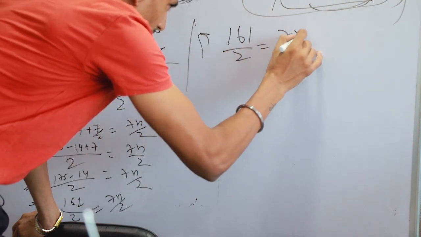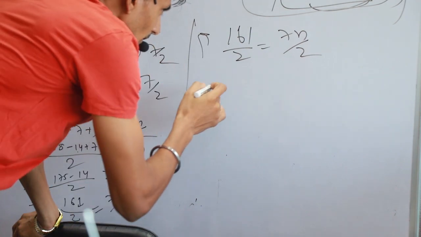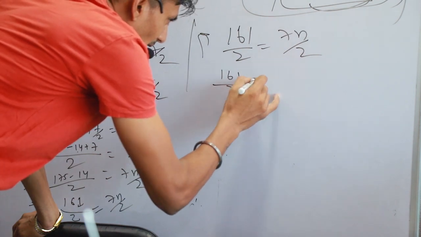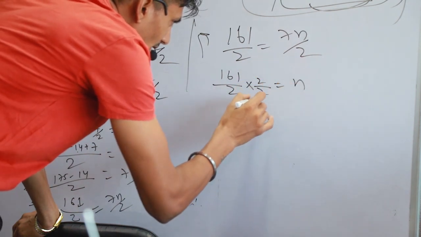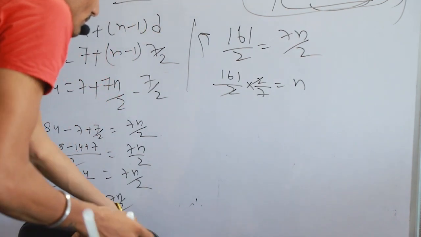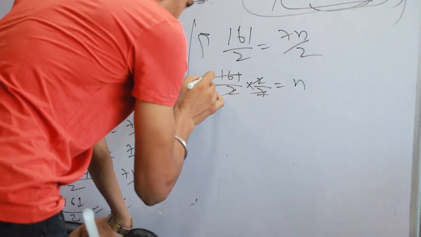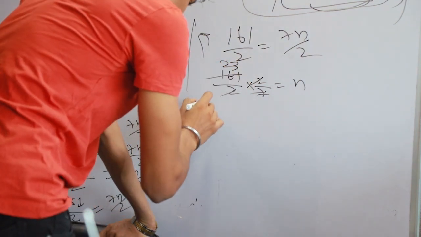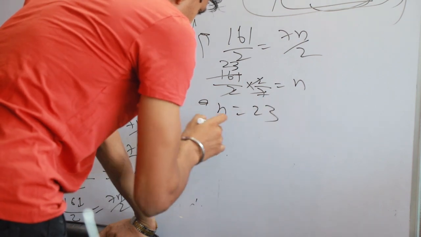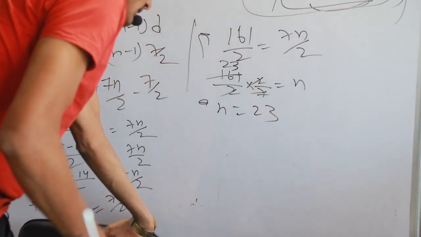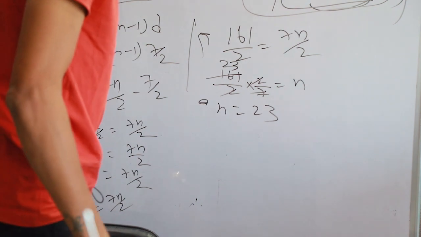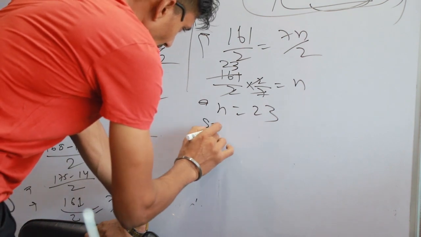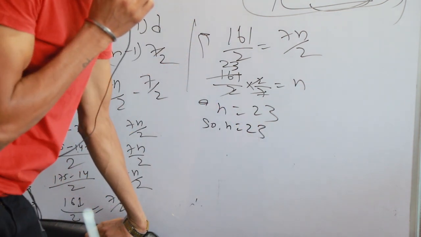161 by 2 equal to 7n by 2. Here 2 divided, here multiplied, upon 7, 2 cancelled. 7 twos are 14, now remainder 1. 7 threes are 21. That means here n is equal to 23. What is the value of n? That is 23. 23 sevens are 161. So n is equal to 23.